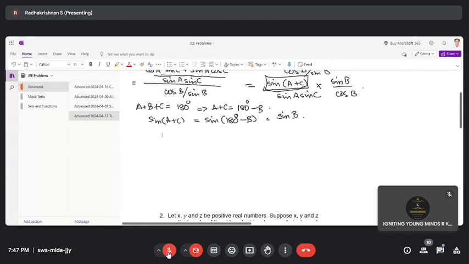So what are we getting? Sin A plus C into sin B. Yeah, that will be sin B into sin B. Numerator, denominator cancel. Sin A, sin C cos B. Okay. Now we have sin B by sin A and sin B by sin C.